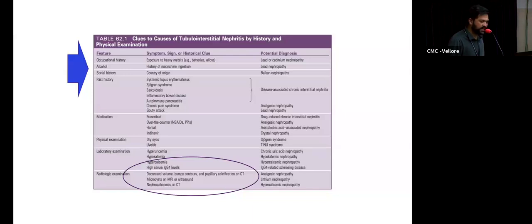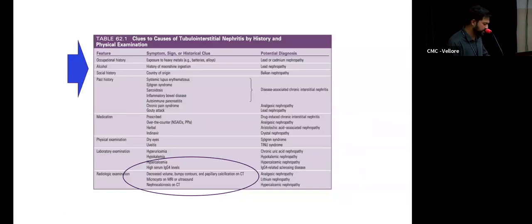Social history: Balkan nephropathy is seen along the river Danube. And past history of any autoimmune disease. There are a lot of conditions that can cause this; I'll be mentioning these subsequently. And the drugs, as I mentioned. And importantly, something known as analgesic nephropathy. Previously, we attributed it to a combination of phenacetin, caffeine, and aspirin. Although nowadays, even paracetamol, if taken in a dose which is not acceptable, over a prolonged course of time, can cause analgesic nephropathy.